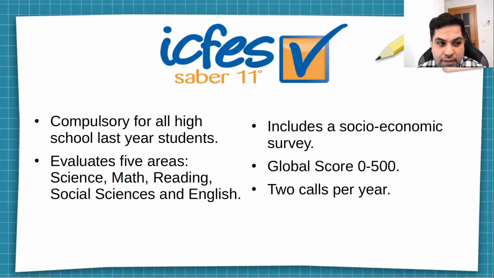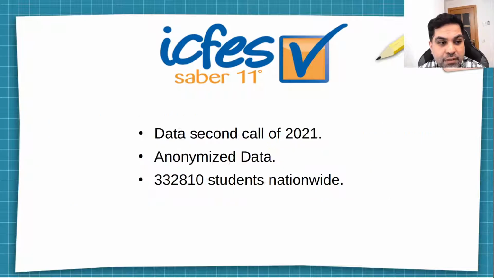In addition to the tests that are shown on the screen, it compiles socioeconomic information in a socioeconomic survey of the students. Our main data that we'll be interested in is the global score, so keep that in mind. The data we are using is of the second call of the exam in 2021. The data was anonymized, and we have more than 330,000 students available.